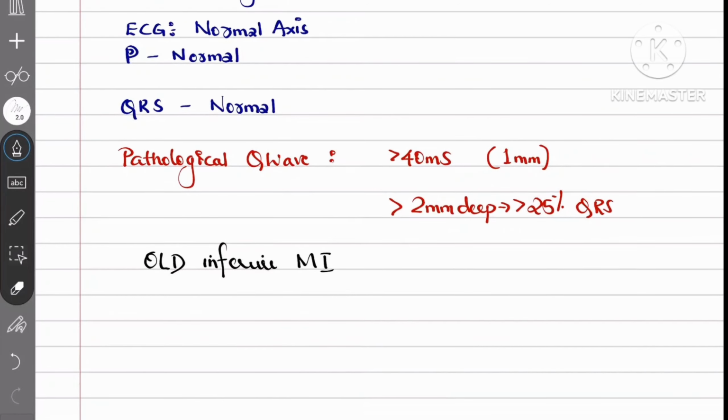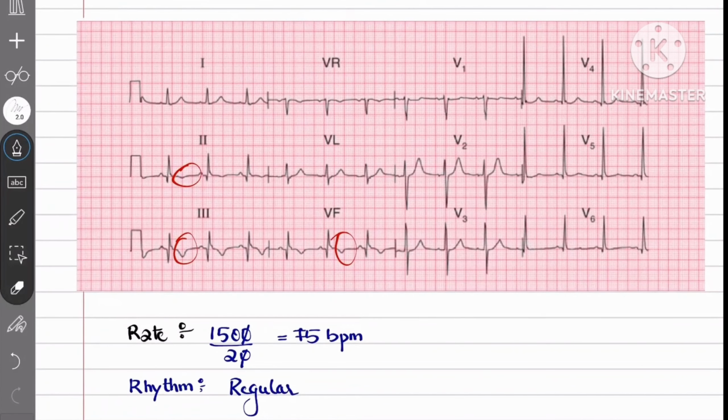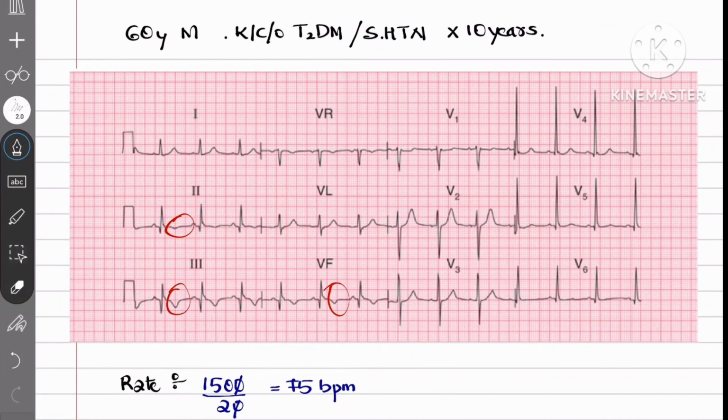We can do an echo also in these patients. The Q waves in these leads are probably from the old infarct, and this old infarct is triggering angina for this patient. So we will probably do an angiography for this patient, and accordingly we can treat this patient.